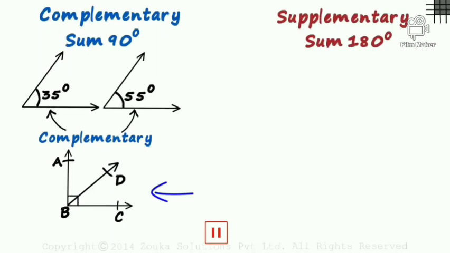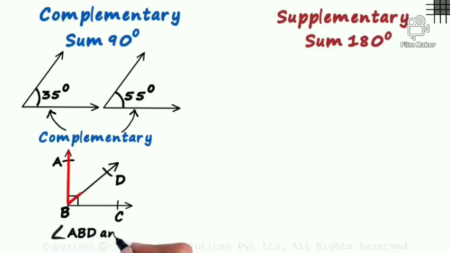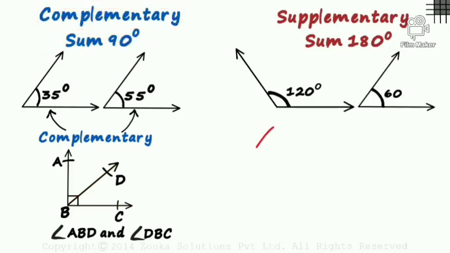If you go to the second figure, the angle ABC is mentioned as 90 degrees. Clear? If you see, it is a combination of two angles. BD is the common arm. The first angle is ABD, the second angle is DBC. By adding those two, you get 90 degrees. So you can call those two angles complementary also. Why? Because their sum is 90 degrees. Now we go to the supplementary.